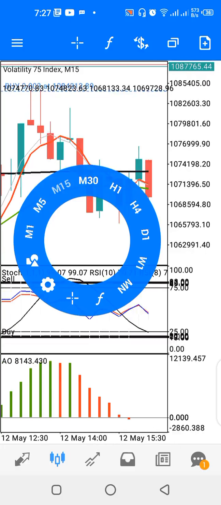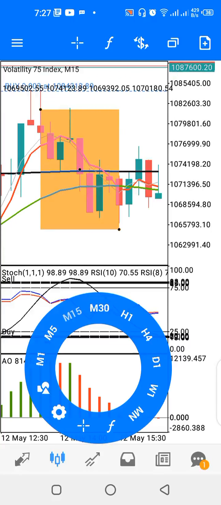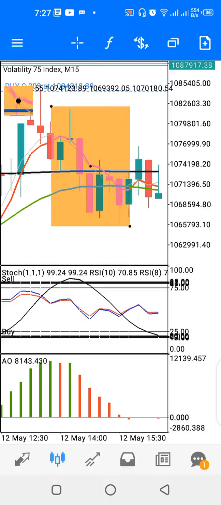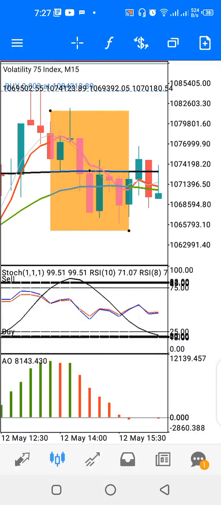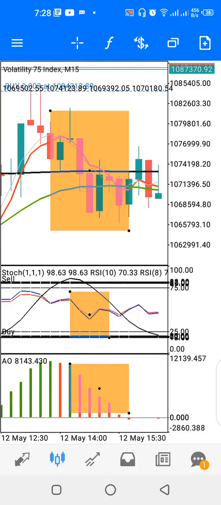I have indicator window 1. This is indicator window 1. I have indicator window 2. I have my main window. This is my main window. This is indicator window 1. And then this is indicator window 2. Okay, 15 minutes time frame.